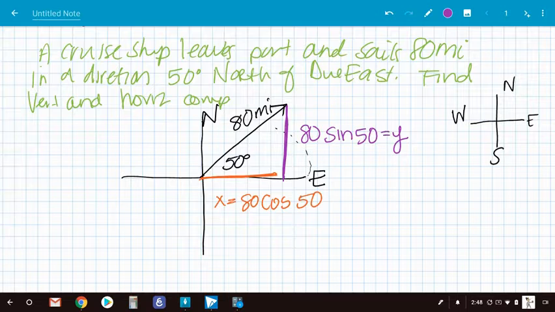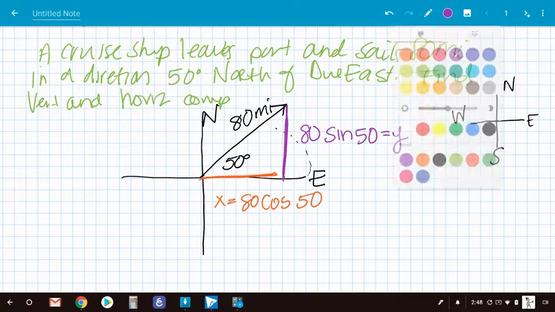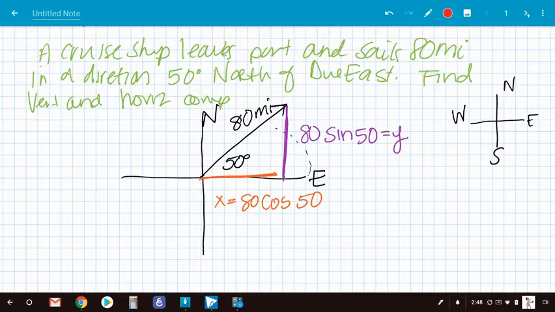And you're going to type both of these in your calculator. And when I did this, I got, for my x component, 51.4 miles. And for my y component, I got 61.3 miles. Okay, so you can use sine and cosine to find the x and y components of all of these.